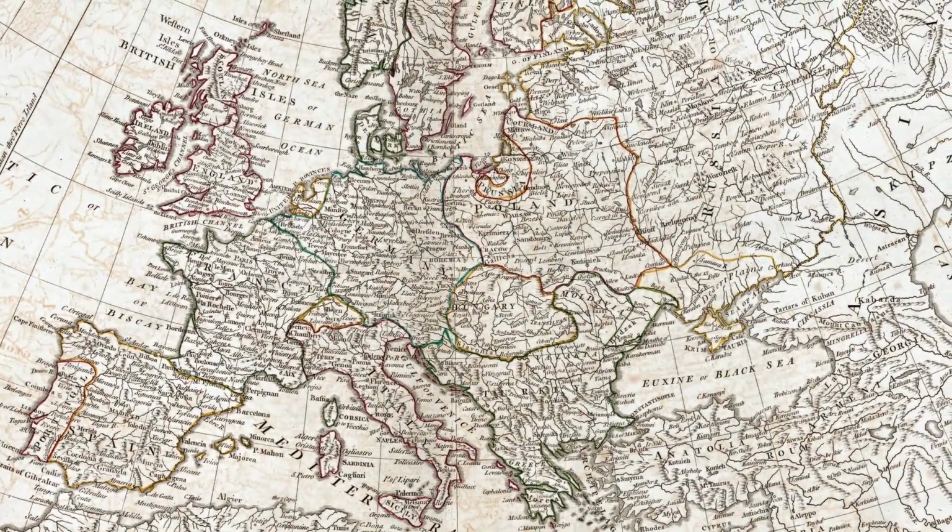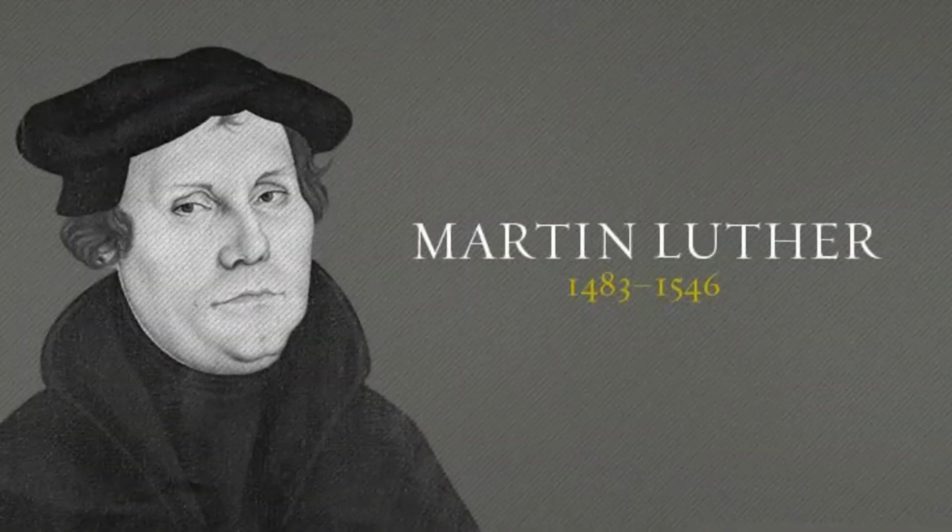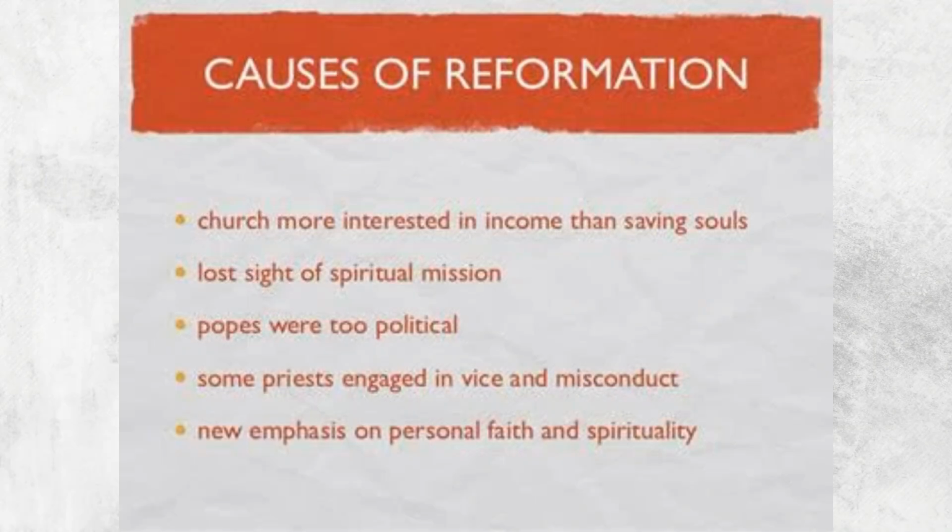In the 1500s, a group of reformers challenged the church and changed European society. How did Martin Luther challenge the church? The Reformation was a religious movement to reform the Catholic Church. Martin Luther, a German monk, was an important leader of the Reformation.